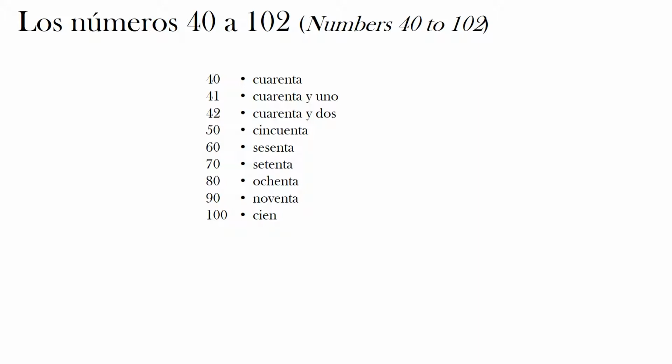Now 100 by itself is cien. We won't need this with time, but it doesn't hurt to review. Cien, but then anything over 100, it changes to ciento: ciento uno, ciento dos.